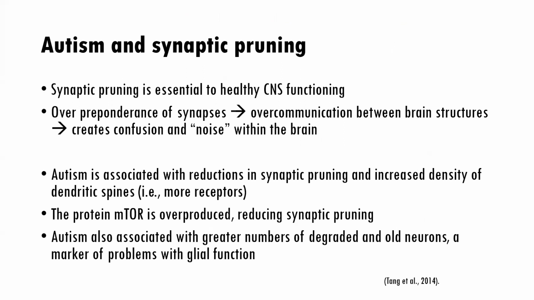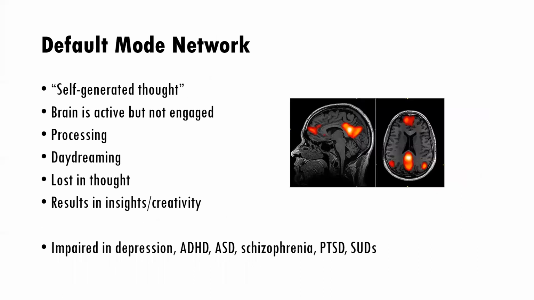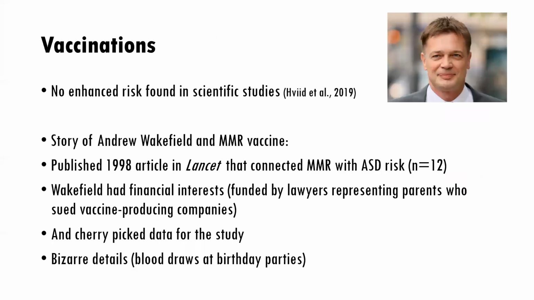Now, in autism, it's associated with reductions in pruning and, therefore, increased density of dendritic spines, more receptors. Why does this happen? The protein mTOR is overproduced, which reduces synaptic pruning. Autism is also associated with greater numbers of degraded and old neurons and a marker of problems with glial function. Okay? We've talked about the default mode network already, so I'm going to skip this here.